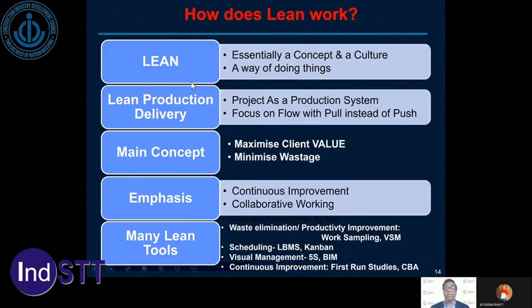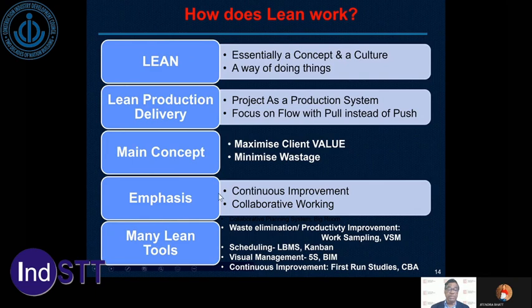Lean actually is a concept or a culture and a way of doing things. But of course, lean also has many tools which are used for improving the efficiency, cutting down wastage, and so on. The main concept in lean is to maximize the client value and minimize or eliminate wastage. We want to look at the project as a production system, as you would look in a manufacturing environment, and the focus is on the flow of the entire project. And all the time we keep looking for continuous improvement, making things to be done more efficiently, and collaborative working involving all the people at the site.